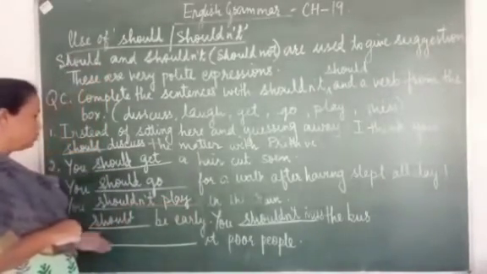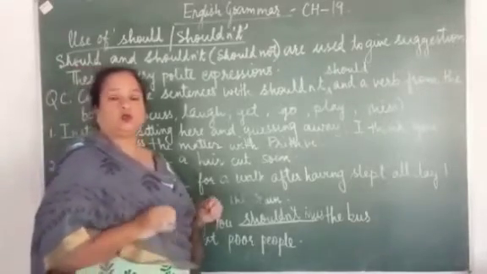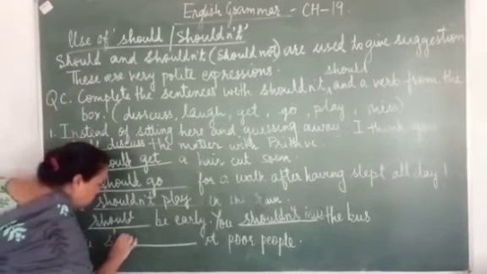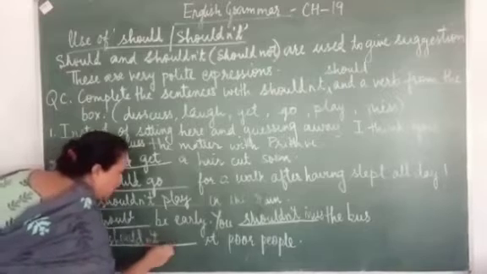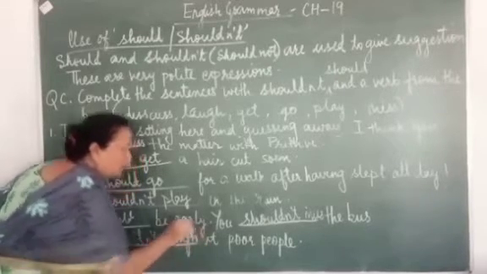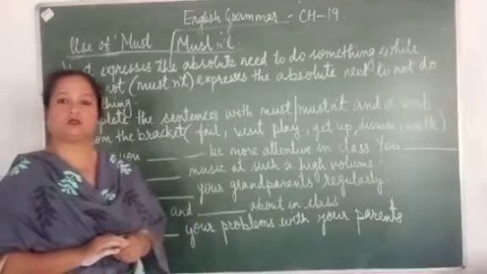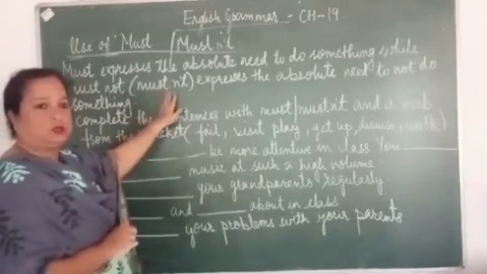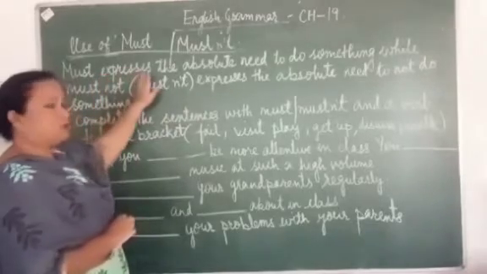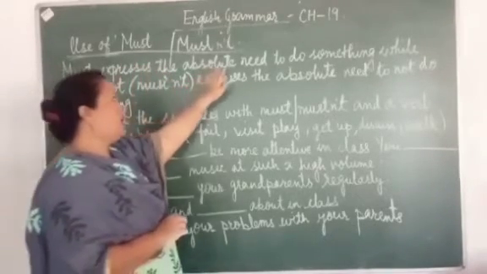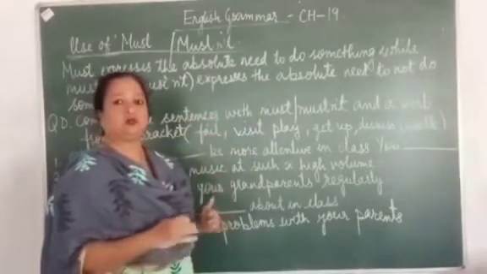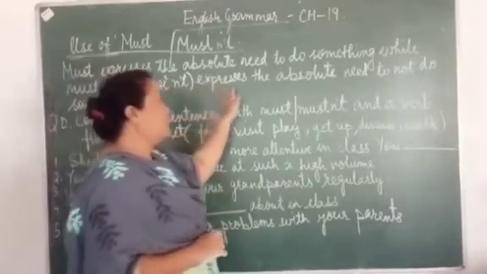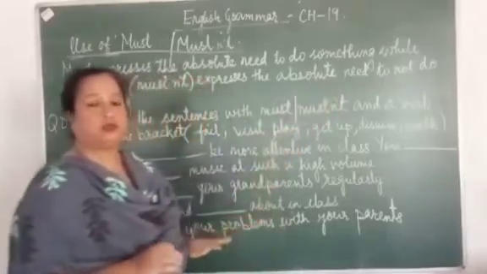What's the next one? You dash at poor people. So, what we shouldn't do at poor people? We shouldn't laugh at poor people. So, you shouldn't laugh at poor people. We will be discussing the use of must and mustn't or must not. Now, what do these words express? Must expresses the absolute need to do something. That means you need to do it. There is no other alternative. While must not or mustn't expresses the absolute need to not do that work.